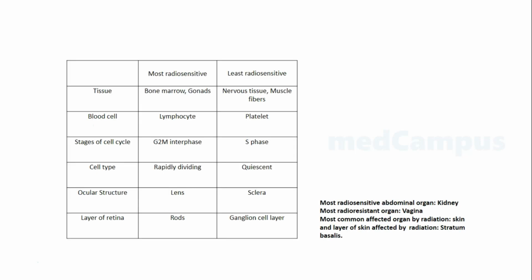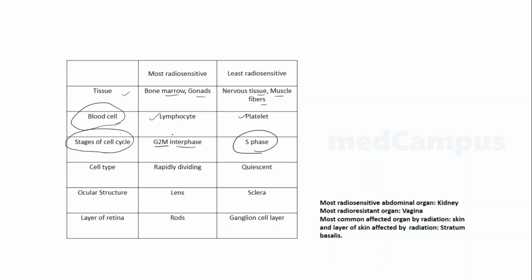So when it comes to the organs, most sensitive tissue, from tissue point of view, bone marrow and gonads are most radiosensitive, whereas nervous tissue and muscle fibers are least sensitive. When they ask you specifically about blood cells, lymphocyte is most radiosensitive, platelet is least radiosensitive. When they ask which phase of cell cycle is most radiosensitive, it is G2M. And which is least radiosensitive, very important, S phase.